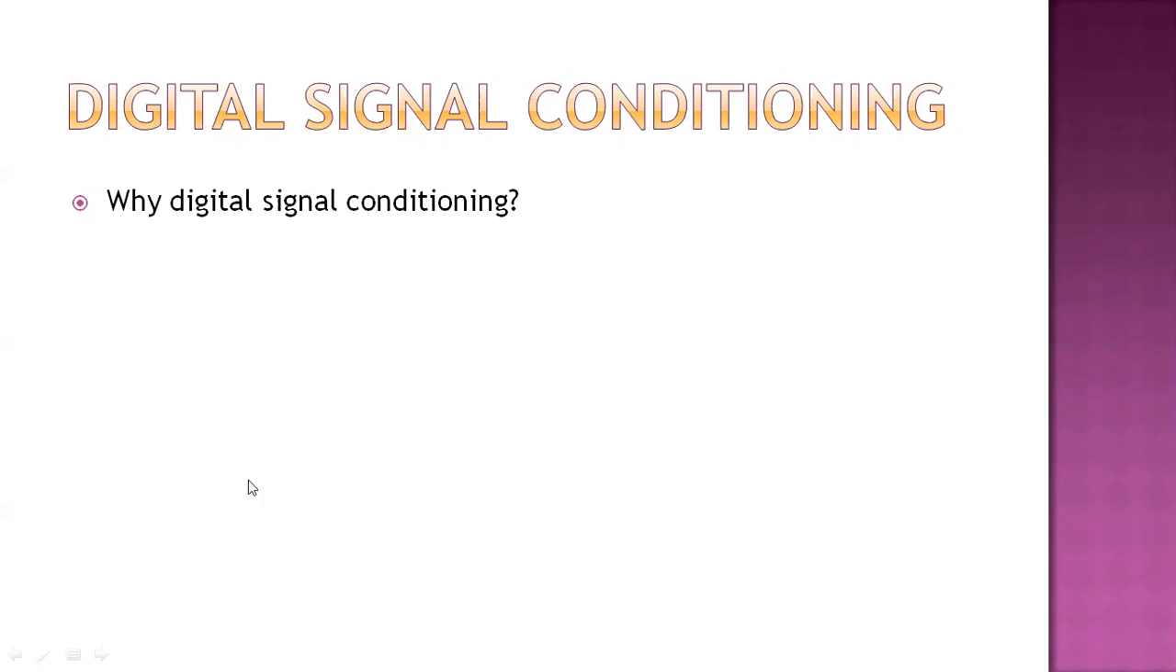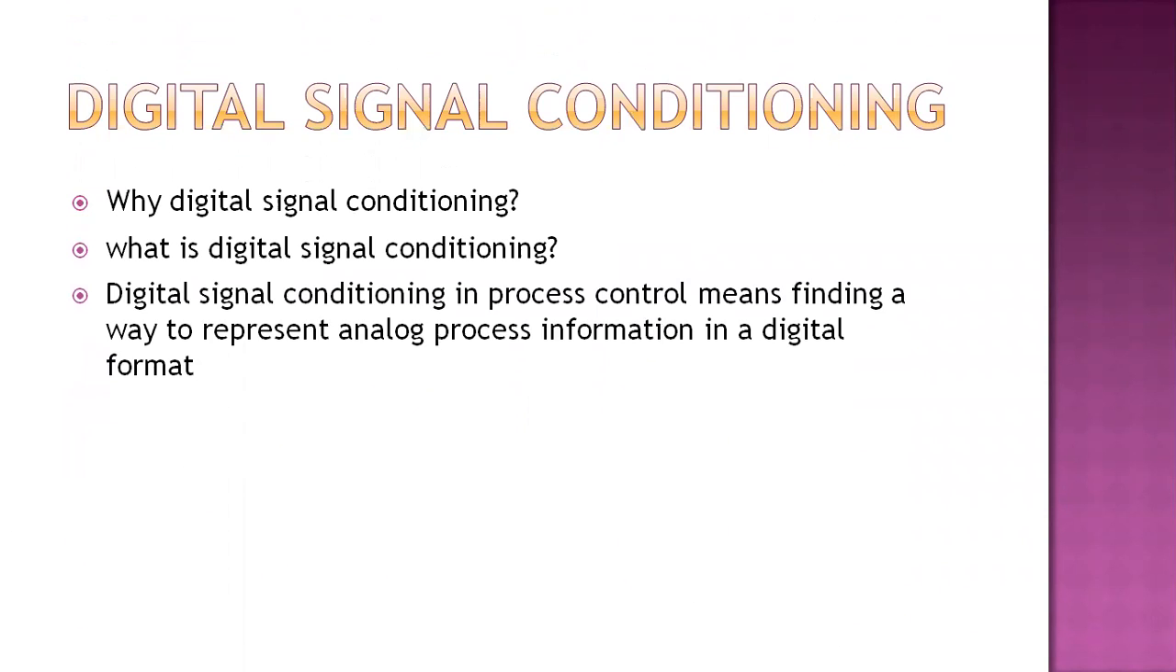So every day, things like automatic door openers in stores, motion sensors in security systems, and seat belt warning systems are implemented with digital electronics. All these digital electronic systems require data to be represented to them in digital format. That is, the data have to be digitally conditioned. So digital signal conditioning in process control means finding a way to represent analog process information in digital format.